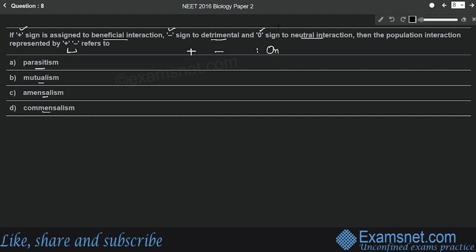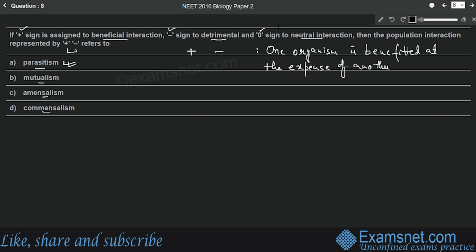So we can say that in this kind of interaction, one organism or one species is benefited at the expense of another. That means the other species will either die or it will face a loss or harm of some kind. And the correct answer for this kind of interaction will be parasitism. This involves the benefit of one organism and the loss of another organism.